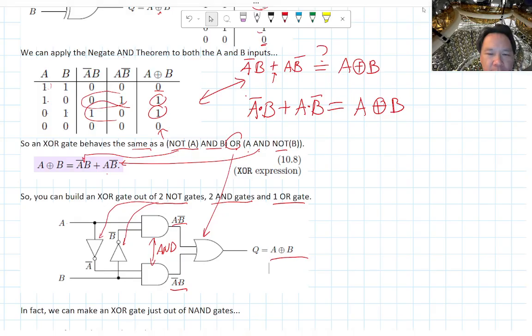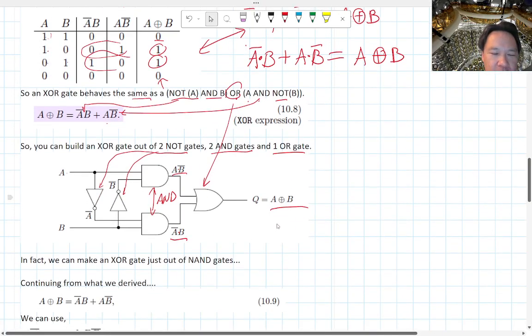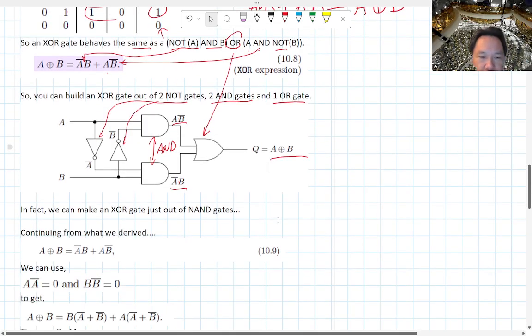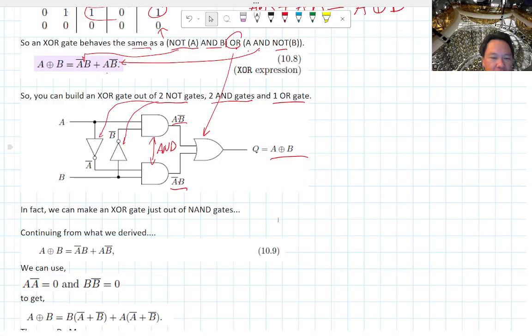This doesn't seem very convenient still, right? Because you need like three different kinds of gates to replace one. Okay. We can do a little bit more Boolean algebra with this and make it even more interesting.